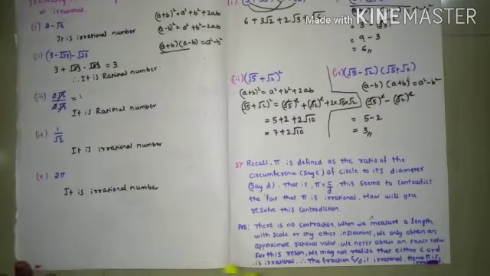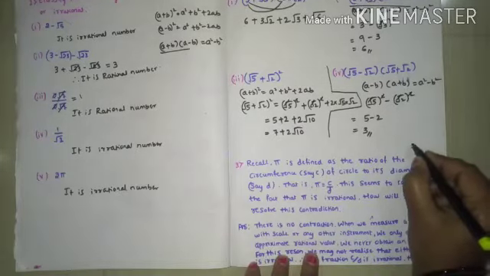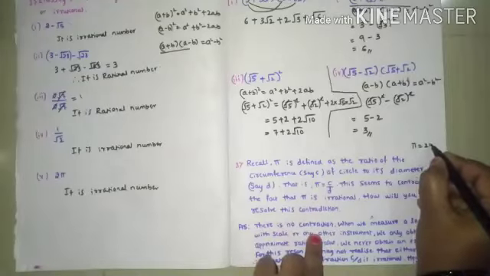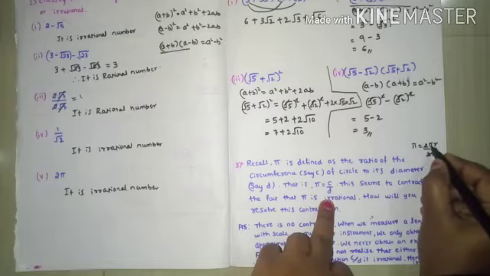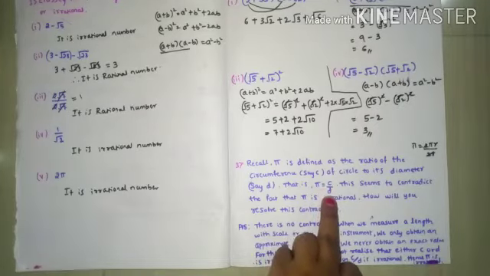Just see this. Recall, pi is defined as the ratio of the circumference of a circle to its diameter. Sometimes pi is defined as circumference over diameter. The circumference formula is 2 pi r and the diameter is 2r. So pi is defined as circumference divided by diameter. See, I will show you. Pi is equal to, the circumference formula is 2 pi r divided by diameter 2r. We know that 2r, 2 will get cancelled. So pi is defined as circumference divided by diameter.